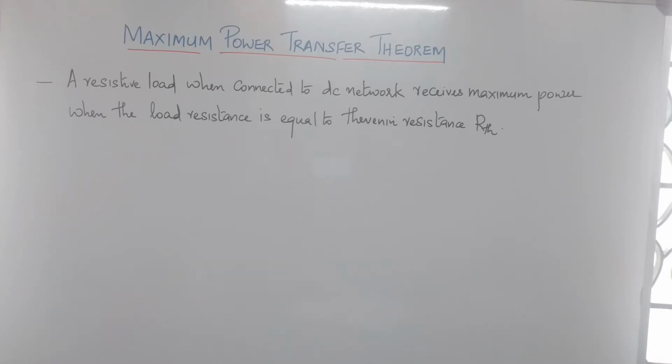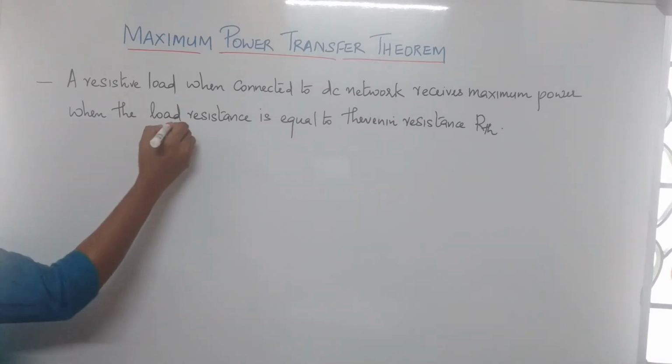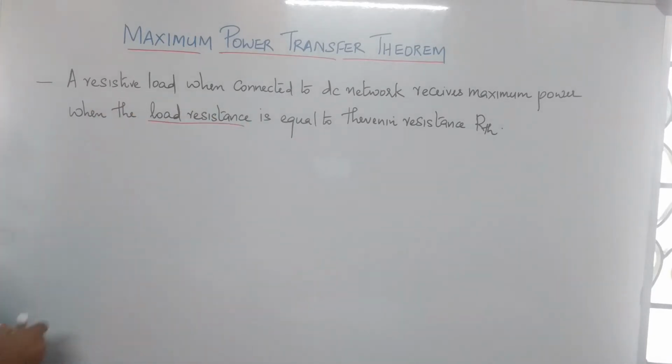Now the statement is this: a resistive load when connected to a DC network receives maximum power when the load resistance is equal to the Thevenin resistance. So this is the statement. When the value of load resistance is equal to the Thevenin resistance, then the maximum power transfer takes place. Now to understand this better, let's take an example.